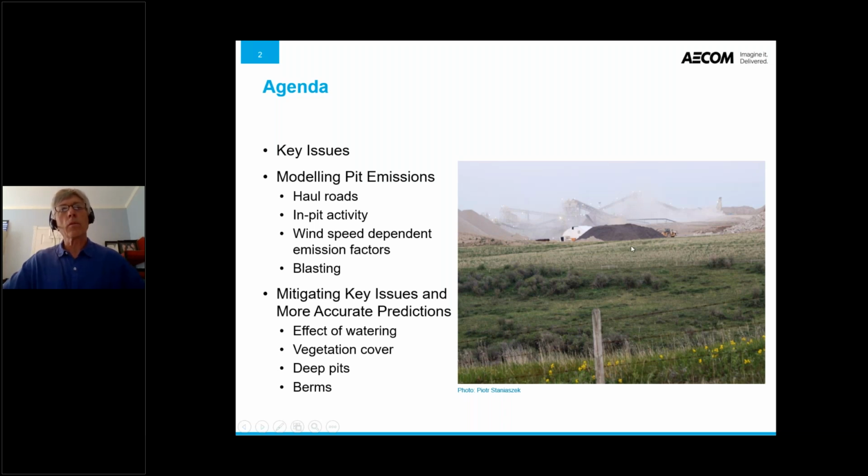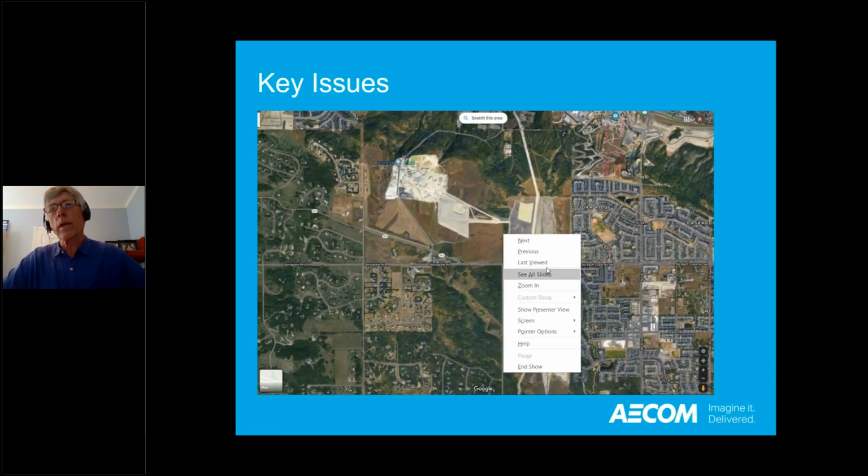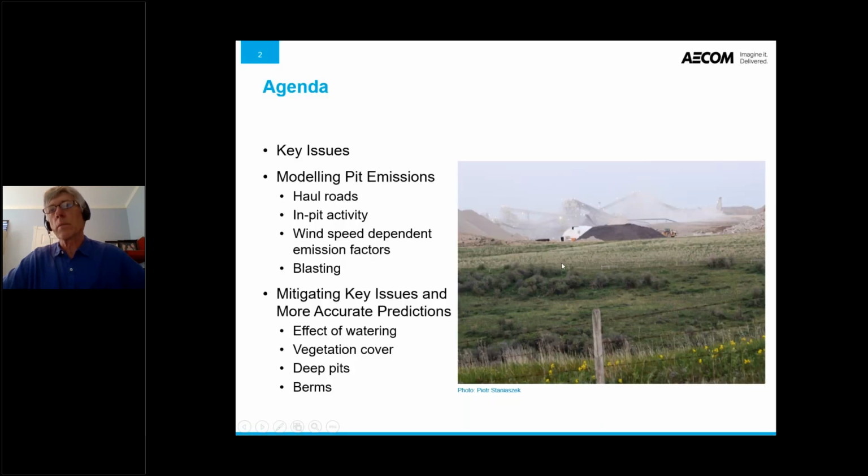Piotr's going to be talking about some of the best practices that we've seen and contributed to development in modeling pit emissions. And then we're going to be talking a bit about the techniques that are available to improve the accuracy of dust predictions. And we'll see in the next slide why that's important. And then we'll talk about ways to mitigate, and there's some interesting ways of doing that as well. Yeah, go on to the next slide, thanks.